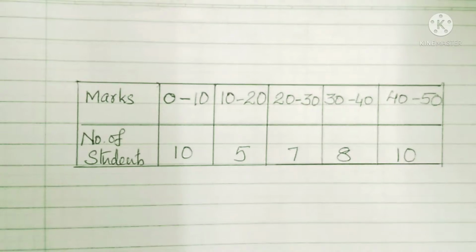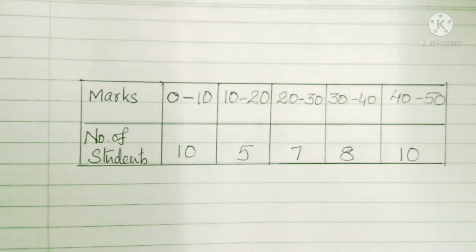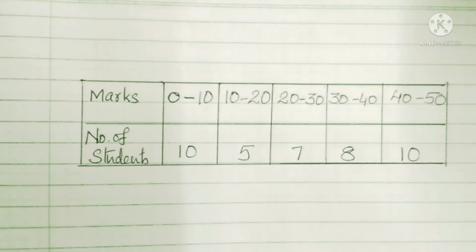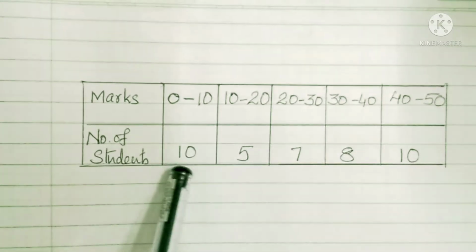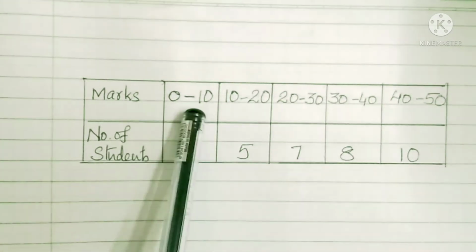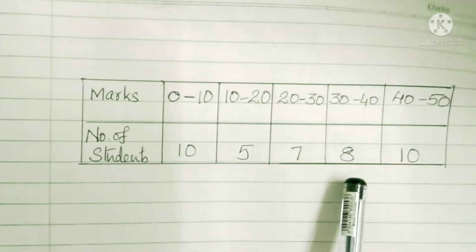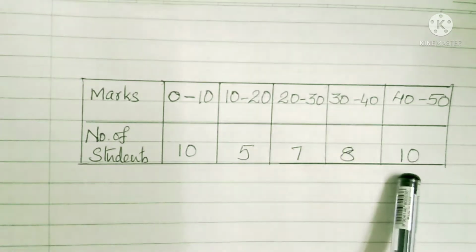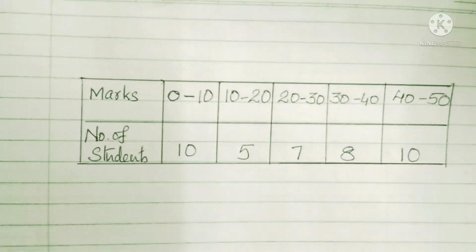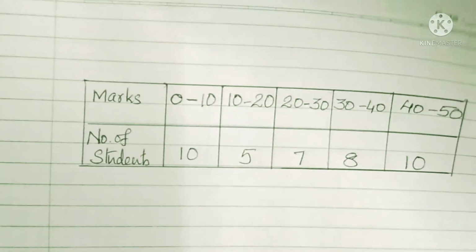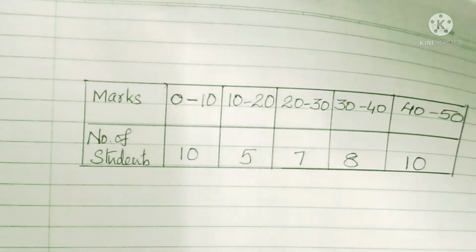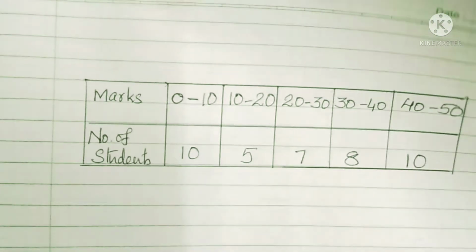The marks from 0 to 50 are divided into 5 class intervals with a class width of 10, that is 0 to 10, 10 to 20, 20 to 30, 30 to 40, 40 to 50. And 10 students got 0 to 10 marks, 5 students got 10 to 20, 7 students got 20 to 30, 8 students got 30 to 40, and again 10 students got 40 to 50. Now we need to show this using a histogram. Let us see how to draw a histogram.